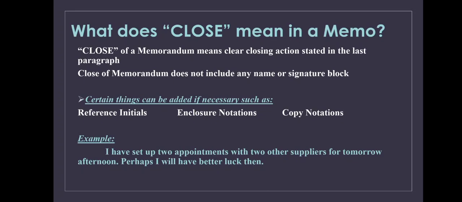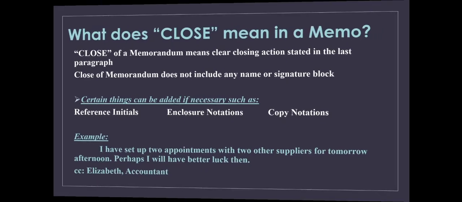I have set up 2 appointments with 2 other suppliers for tomorrow afternoon. Perhaps I will have better luck then. This sentence gives a complete idea to the reader that the memo has been closed, and what is being decided at the end is also clear. If you want to add copy notations at the end of the memo, you can write it like this: CC, colon, Elizabeth, accountant. So the copy of this memorandum has been sent to Elizabeth, who is the accountant of that organization. So this is the close in the memorandum.